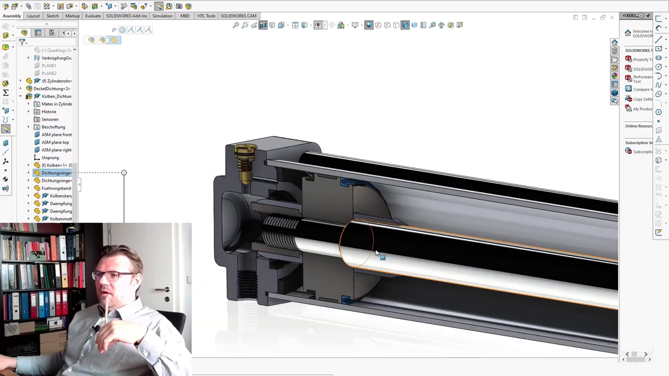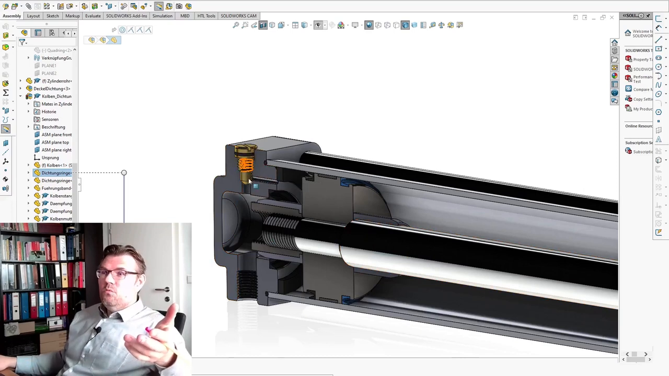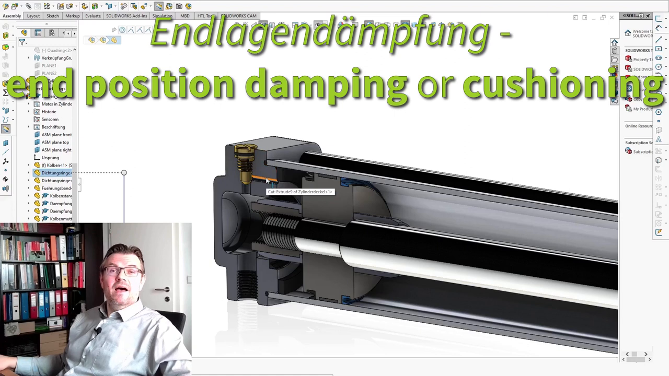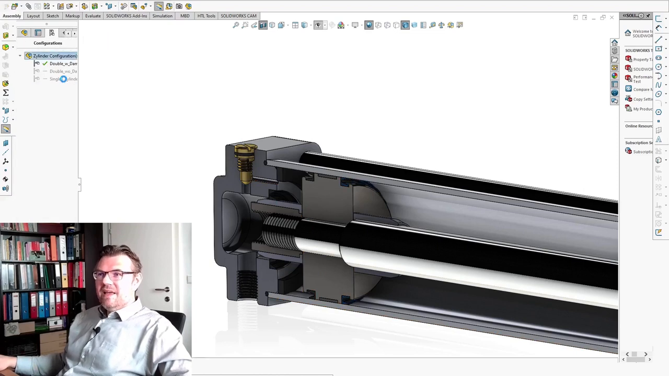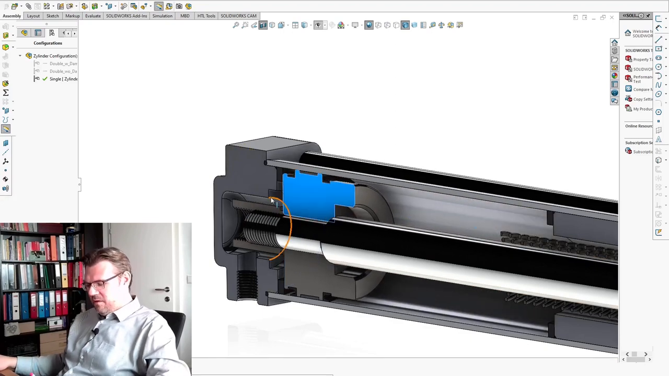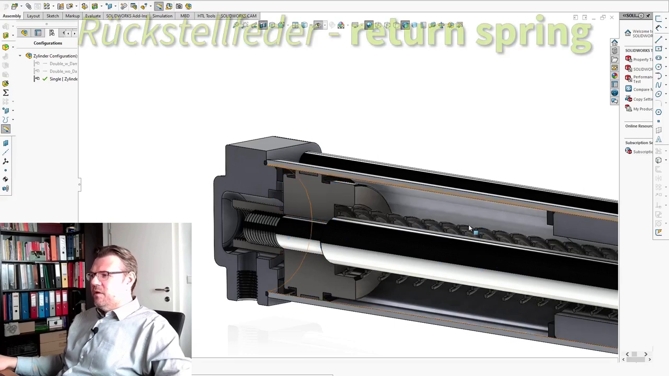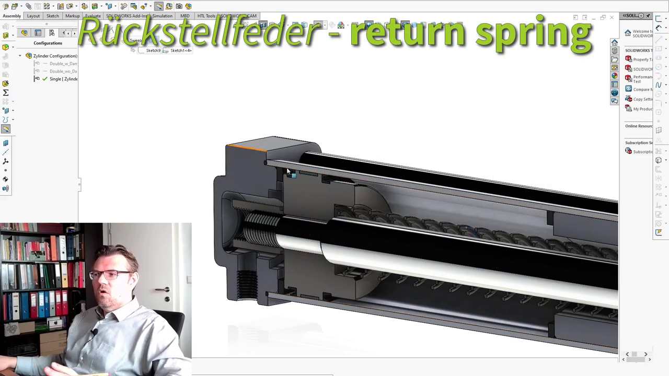And then, if we have it, we have this adjustable cushioning: end position cushioning, end position damping, Endlagendämpfung in German. Einstellbare Endlagendämpfung, adjustable end position cushioning, together with the damping pistons. This is how this looks. These are the names. And in case we have a single acting cylinder, of course we have the return spring. Here we have the return spring, Rückstellfeder in German. Also a part.